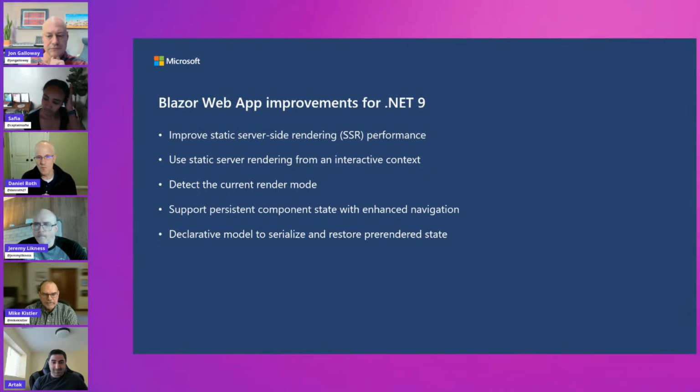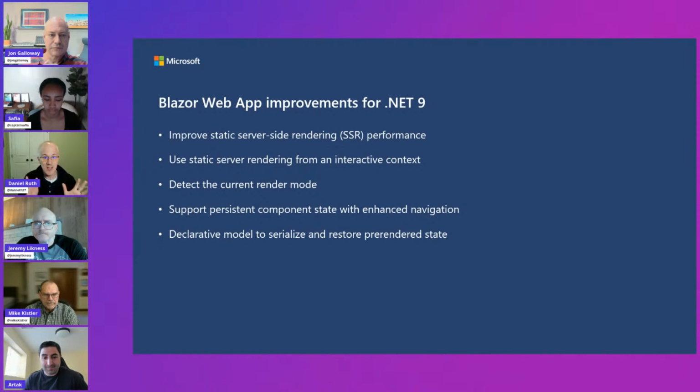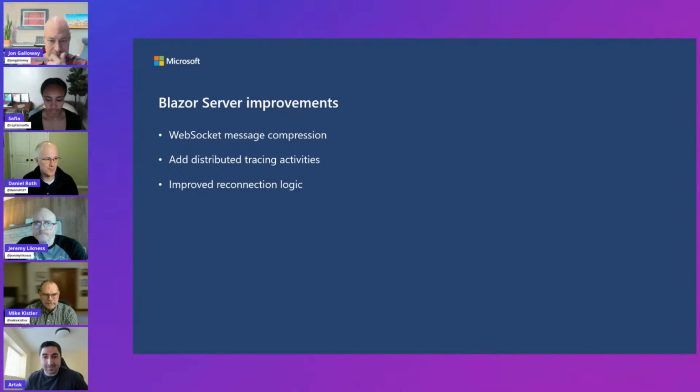We think this declarative model will also give us a way in the future, post .NET 9, to be able to save and rehydrate circuit state so that your interactive server components are also more resilient. So that's what we're doing for Blazor Web Apps.